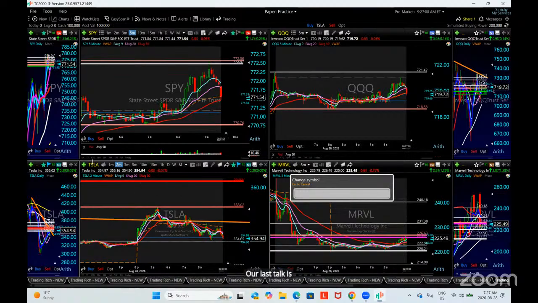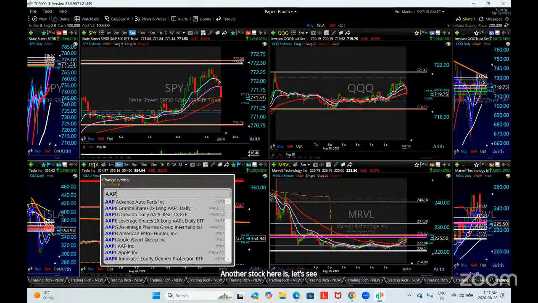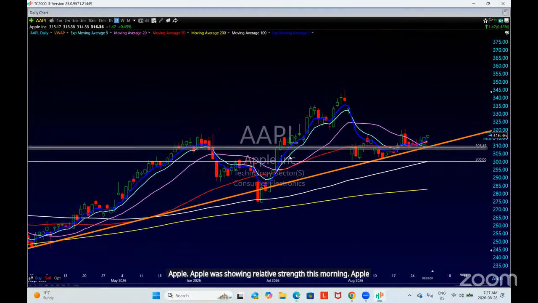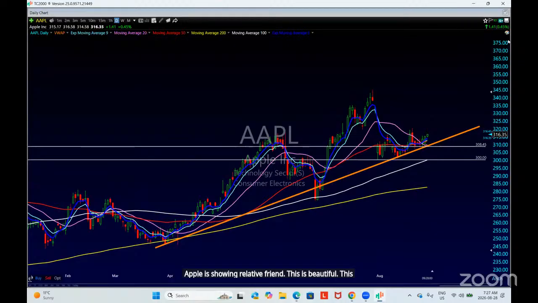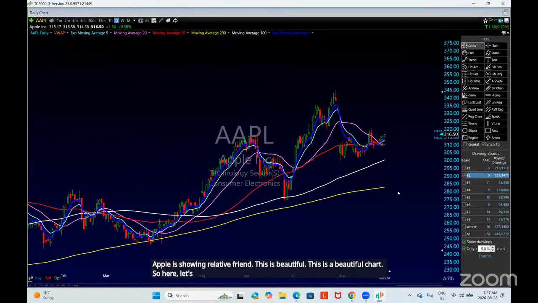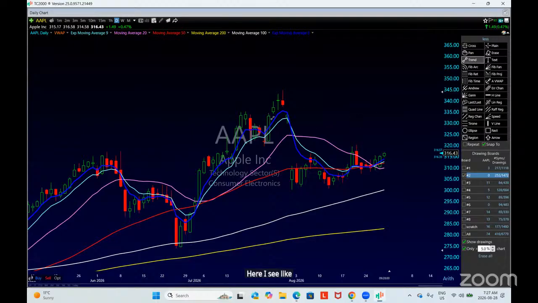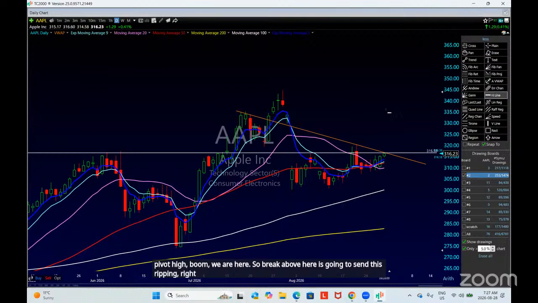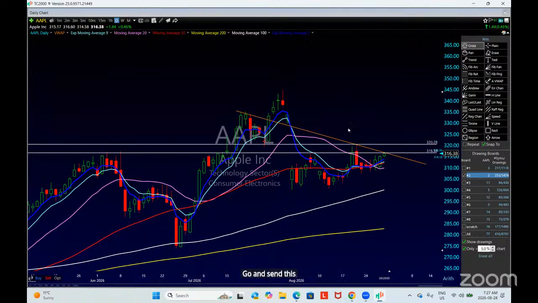Another stock here is, let's see, Apple. Apple was showing relative strength this morning. Apple is showing relative strength. This is a beautiful chart. So here, let's clear this off. Here I see a trend line. See this? It's a beautiful mini trend line, right? So you see pivot high, pivot high, pivot high, boom, we are here. So a break above here is going to send this ripping, right? Going to send this to the heavens, right?